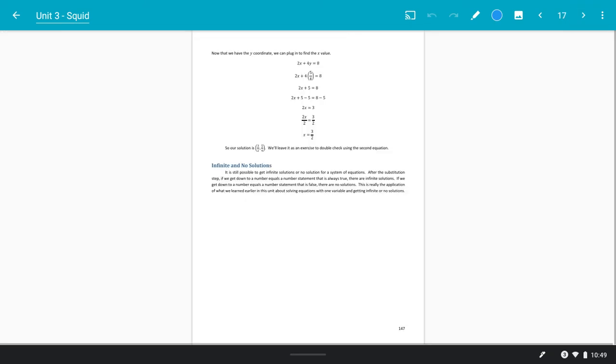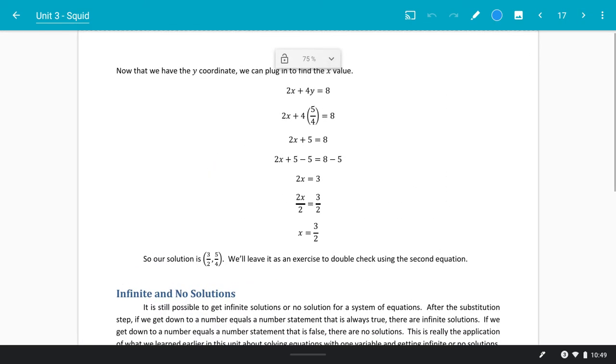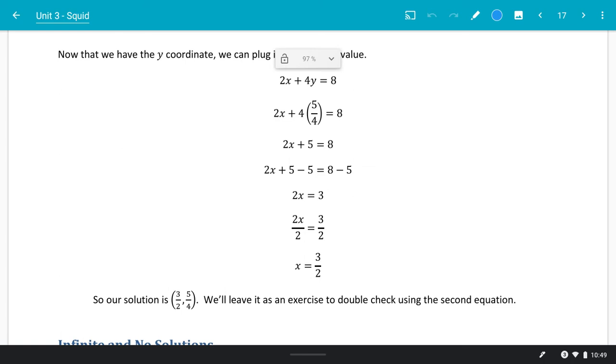Then what do we do with that? Well, now we have one of those values. To find the x value, we'll plug that back in for y. So we plug that in for y, multiply, simplify, subtract 5 from both sides, divide by 2, and x equals 3/2.